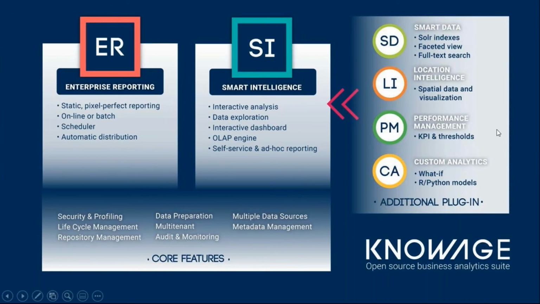Location intelligence handles spatial data, providing multi-layer maps where geographic information joins traditional data shown by other standard widgets. Performance management defines key performance indicators, KPIs, with thresholds, schedules their evaluation and publishes them natively in a widget. And in the end, custom analytics adds what-if capabilities and takes full advantage of the R and Python embedding capabilities.